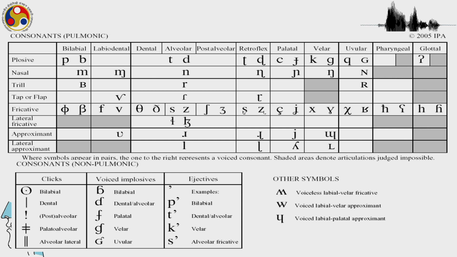These are the symbols. Thank you for your attention. We will continue in the next class with the sounds of the world's languages. We'll see how vowels can be different, and we will see a bit more on phonation, and then we will wrap up this section on sounds of the world's languages. Thank you for your attention again.